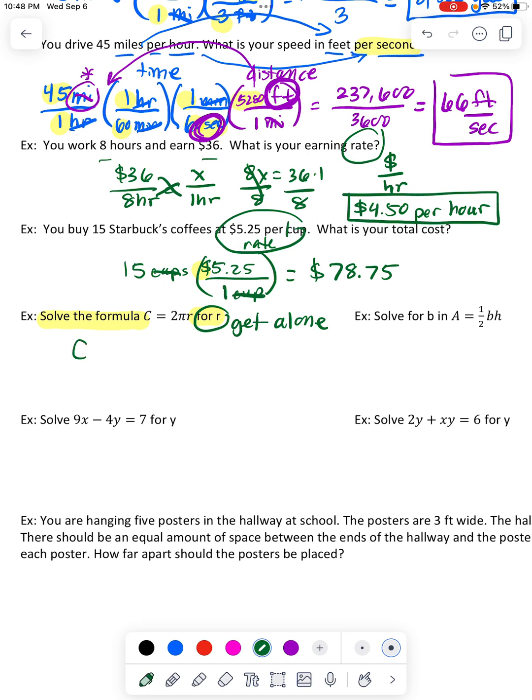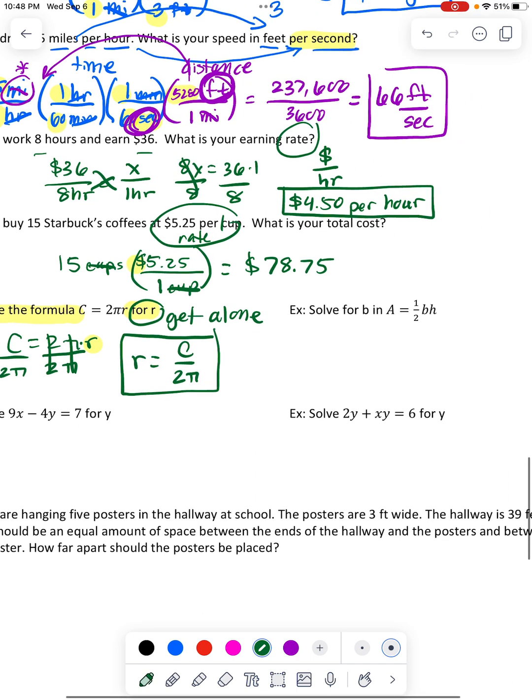So in this case, I start off with C equals 2 pi R. I am trying to get this R alone. So ask yourself, how are the things connected? And then use the opposite to get rid of it. The 2 and the pi are connected to the R by multiplication, so I will remove them by division. That's gone, and I've accomplished my goal. I solved for R. So I rewrote the formula starting with R equals.